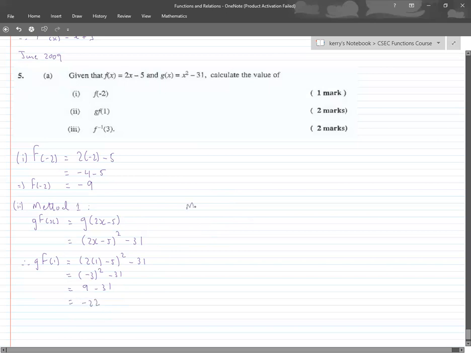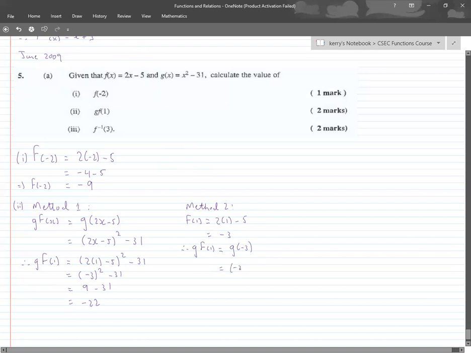Now let's try method 2. We're supposed to get the same answer. So to find g of f of 1, all we need to do is find first f of 1. So f of 1 is, you take 1 and substitute it into f. So it becomes 2 into 1 minus 5, which will give us 2 minus 5 is negative 3. And now we take f of 1 and put it into g. So therefore, g of f of 1 is g of negative 3. And g of negative 3 means you're taking negative 3 and replacing x with it.